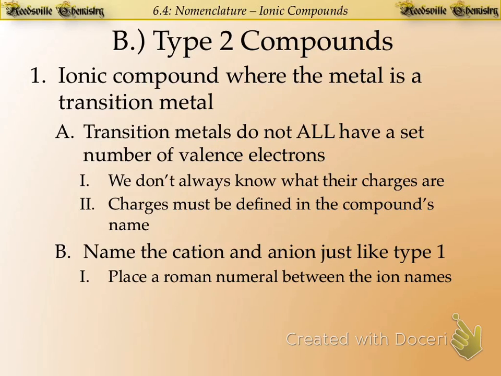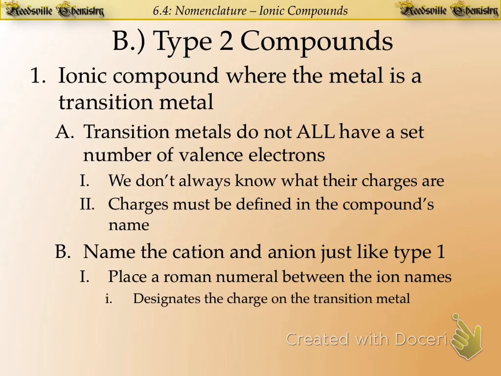But like I said before, we have to be able to define the compound's charge. So we are going to place a Roman numeral between the ion names. You've got the cation, which might be iron, and the anion, which might be chloride. We leave a little space in there, and we're going to place a Roman numeral in there. That Roman numeral is going to designate the charge of the transition metal. So let me show you how that's going to work.